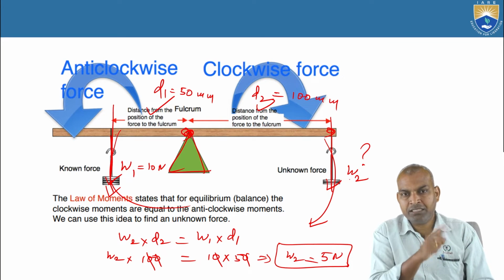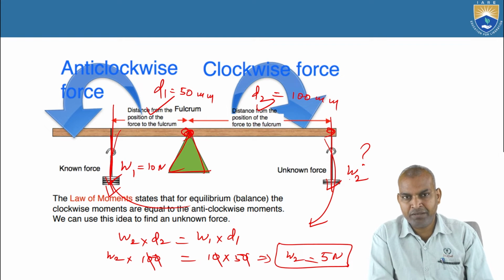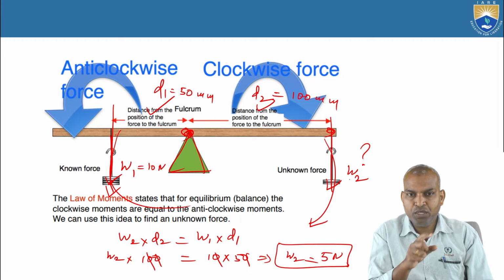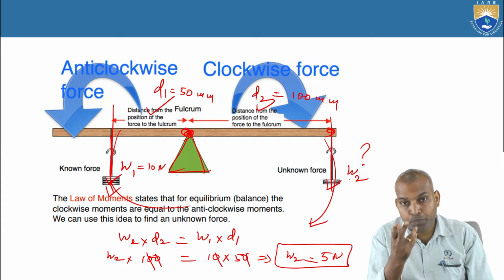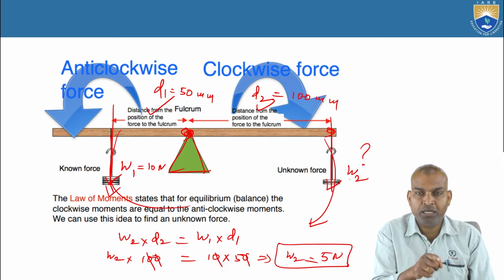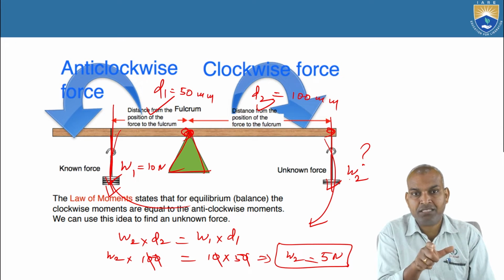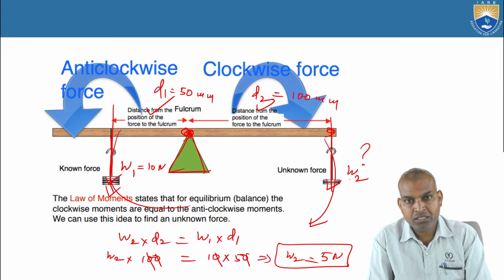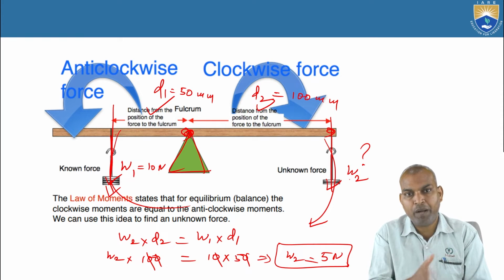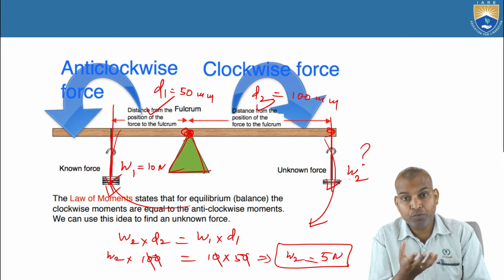W1 is acting at 10 newtons at a distance of 50 millimeters. If W2 is acting at a distance of 100 millimeters, how much weight is required to balance the effect of W1 and D1? The moment of W1 D1 should be balanced. The moment caused by W1 should be balanced by W2.